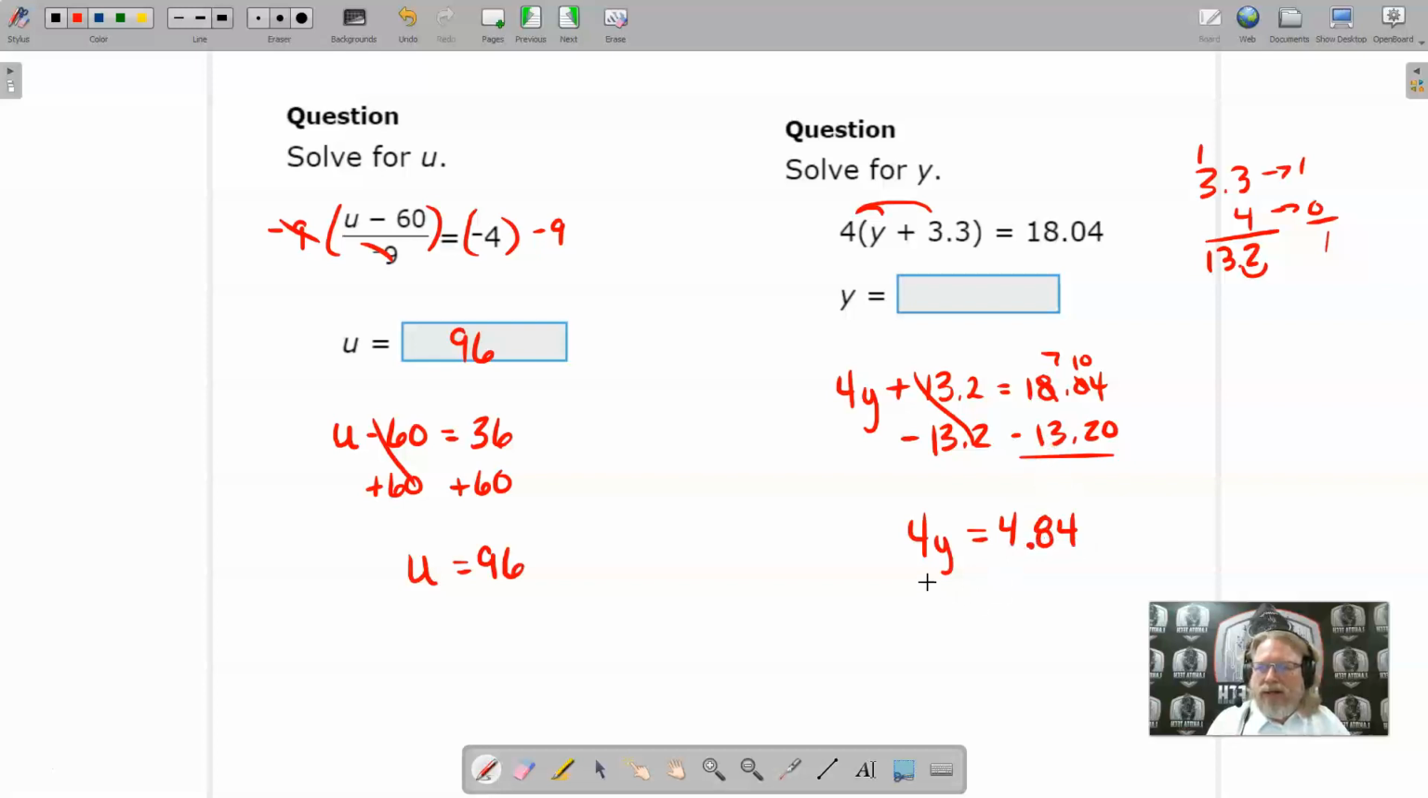Next, we need to go ahead and divide both sides by 4 because the 4 is tied to the y through multiplication. And the opposite operation is division. And whatever we do to one side, we're going to do to the other.